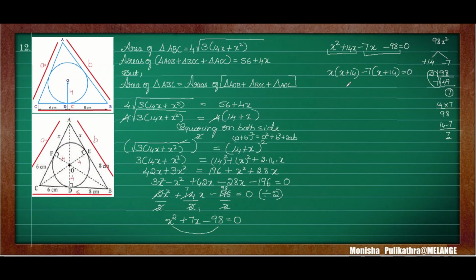Okay. Is equal to 0. So the first one is x plus 14 and the other one is x minus 7 is equal to 0. Now we need to equate them separately. x plus 14 is equal to 0 and x minus 7 is equal to 0. So x is equal to minus 14 and x is equal to 7. Usually the term should not be negative, so the positive value will be the answer.